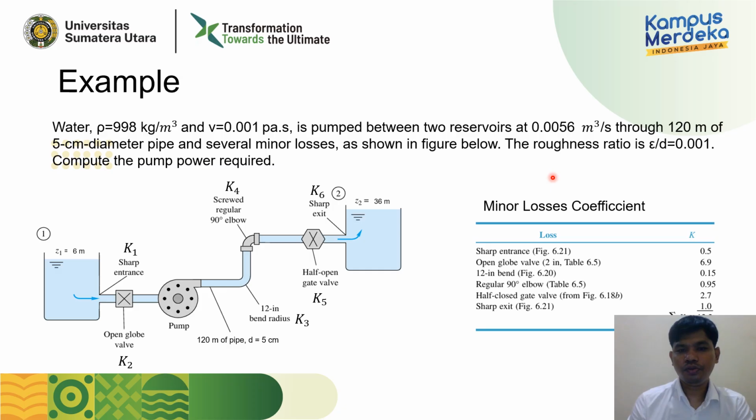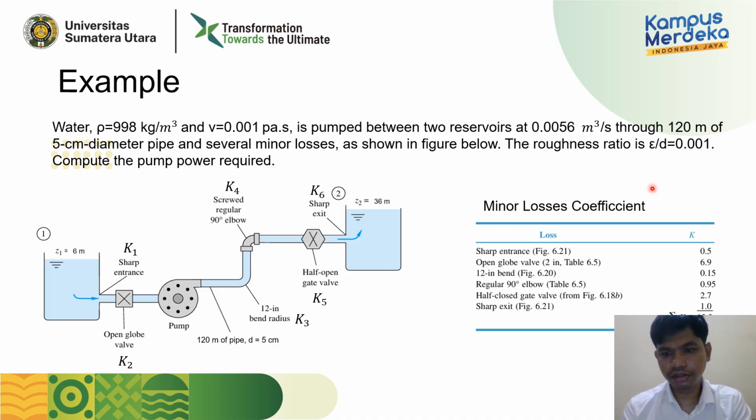pumped between two reservoirs at a flow of 0.0056 meter cubed per second, through 120 meters of pipe with a 5 centimeter diameter. So what we need to do is compute the pump power required.